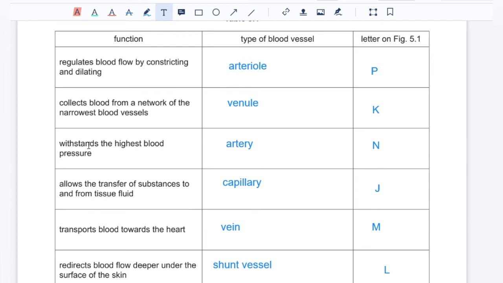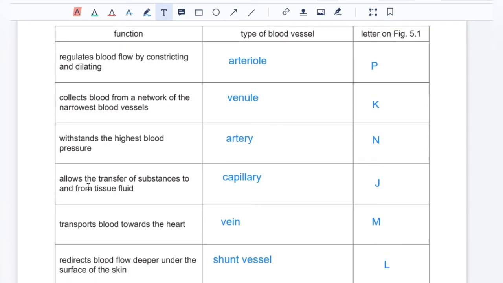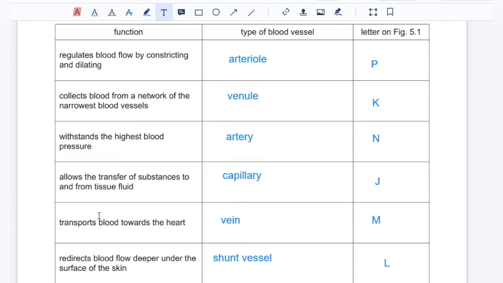The blood vessel which withstands the highest blood pressure is artery. The vessel which allows the transfer of substances to and from tissue fluid is capillary, since fluid leaks out of the capillaries to form tissue fluid. The vessel that transports blood toward the heart is vein, and the vessel which redirects blood flow deeper under the skin is shunt vessel. And here I have written down the letters on the figure.